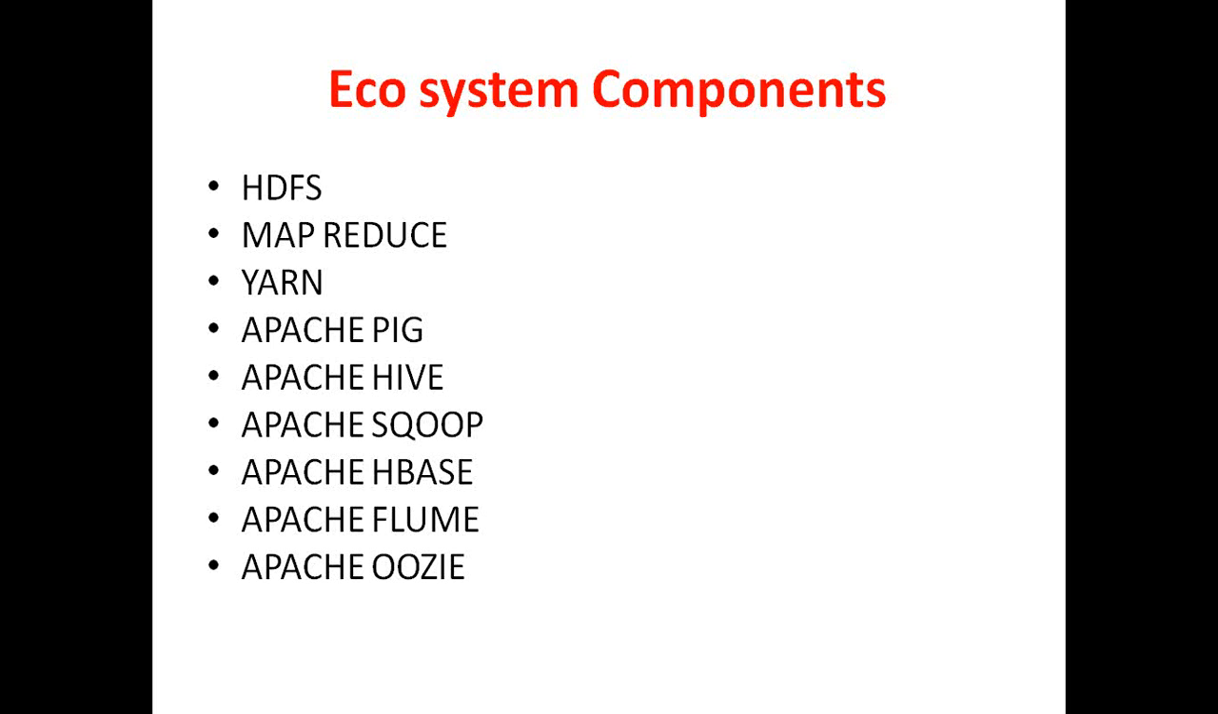So HDFS and YARN are pretty common when you take the recent version of Hadoop. All the remaining components are ecosystem components that I wrote here, like Pig, Hive, Sqoop, HBase, Flume, Oozie. All these components are explicit. Whenever you want, you will have to install them and you can work with them. These are the components which we are going to discuss in our course.